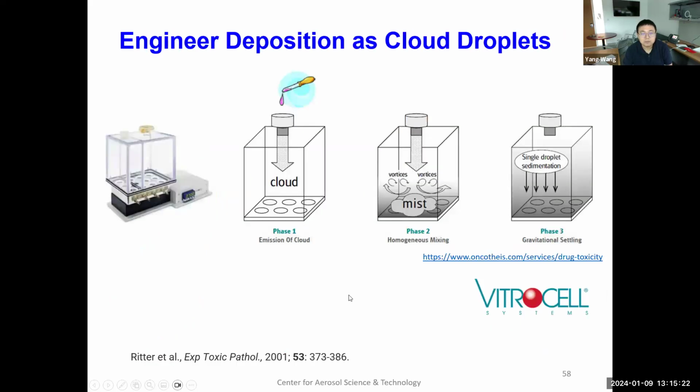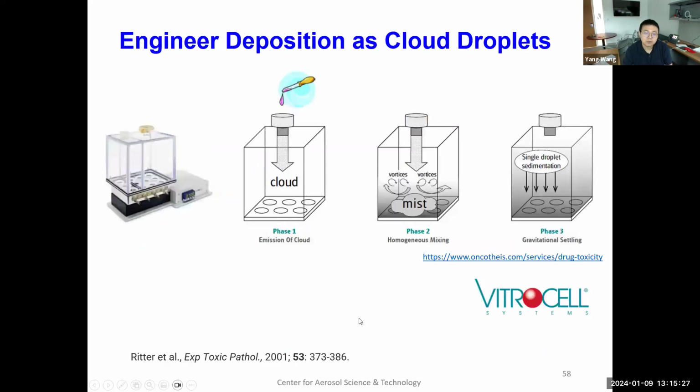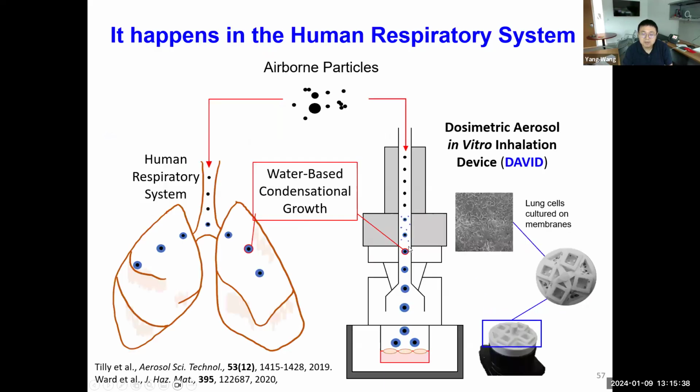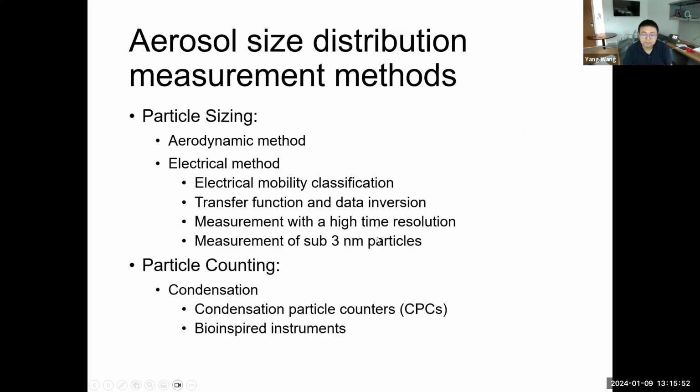So this is a well-controlled engineering deposition method, compared to the currently used or widely accepted method, which is generating a cloud of aerosols and depositing them onto the cells. The DAVID can achieve a high deposition efficiency of the aerosols, while the cloud aerosol deposition just uses gravitational settling, and you cannot really control the dose very well. So that's the end of this tutorial.